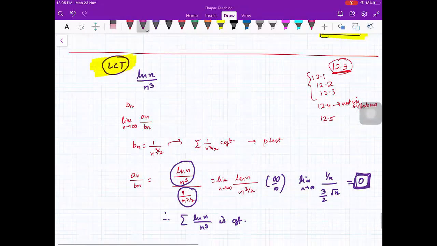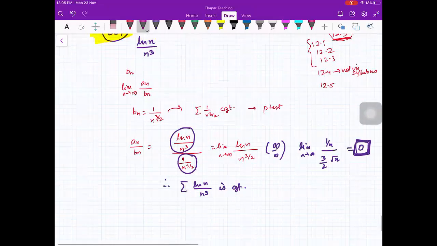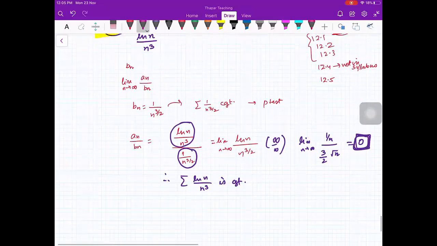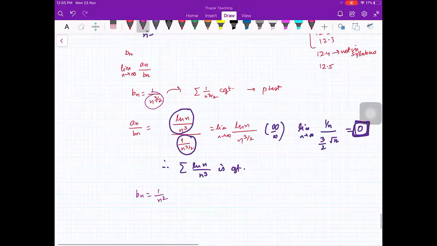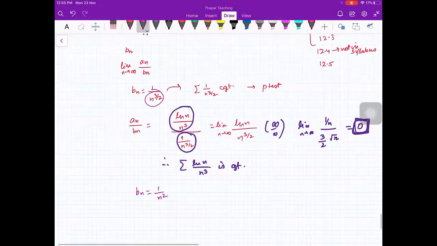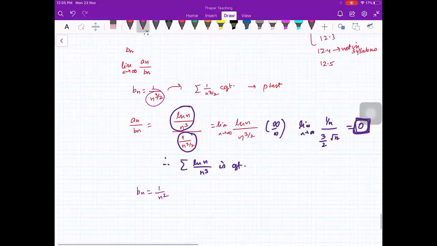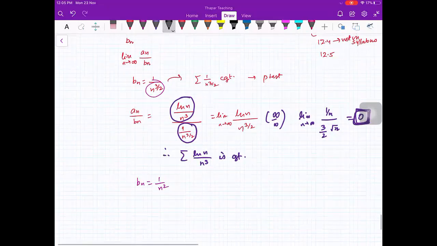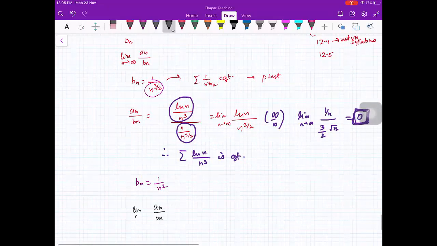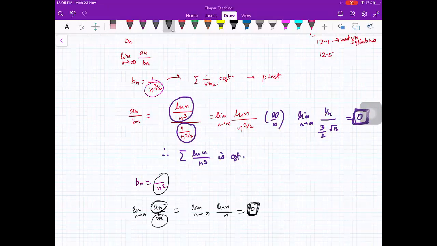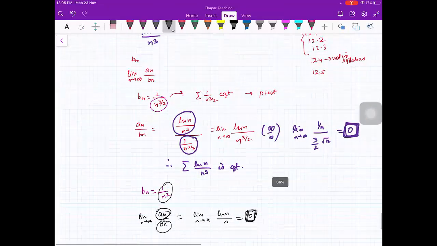Now what will happen if you take n square? If you take bn is equal to 1 by n square, you can take that also. Yes, ma'am, we can take 1 by n square. An upon bn, limit n going to infinity will be limit n going to infinity log n by n. What is this limit? 0. Right? This limit is 0 and the denominator is convergent because 1 by n square is convergent. That implies the series in the numerator is also convergent. That series I'm talking about. Okay? Is that thing clear?